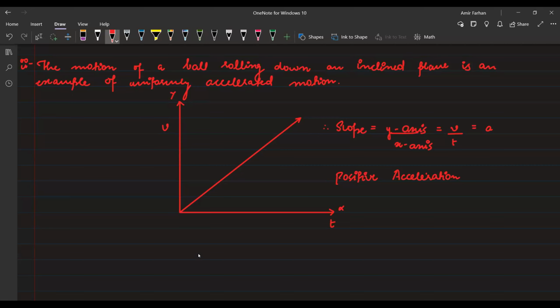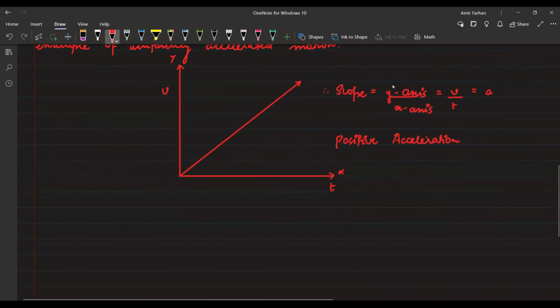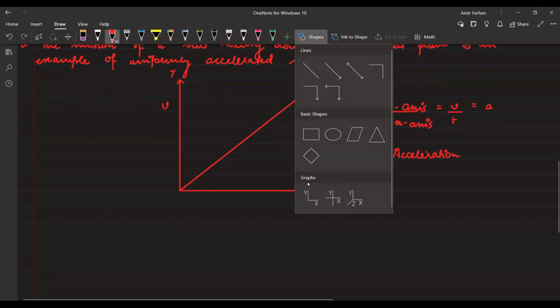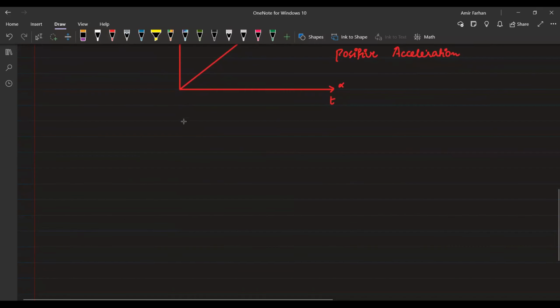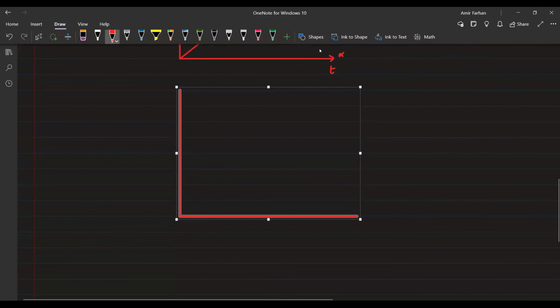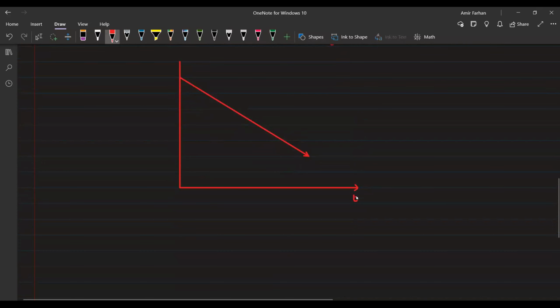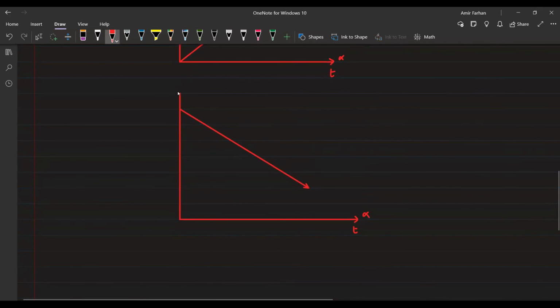Please focus on the screen again. So this is the positive acceleration. What about the negative acceleration? If the graph is uniformly accelerated, but with a negative uniform acceleration, the graph would be opposite. So I'll draw it here. The graph would be like this. The line would be straight, but it will go downward. This is the x-axis, this is the y-axis.